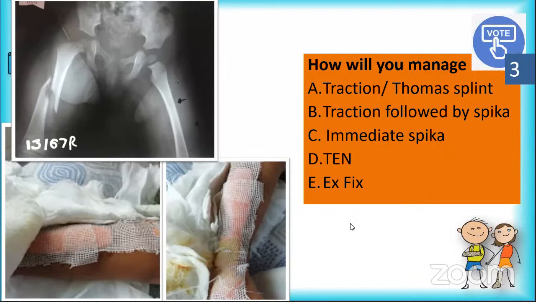So I'm just going to announce the results here. Traction followed by spica, 33%, once the wound is healed. 31% for the external fixator, 16% for elastic nails, 10% still feel that immediate spica could be given, and 10% want to give only traction. I'm going to ask Ben, if this patient came to Boston Children's Hospital, how would you manage this 3-year-old child with this kind of issue?